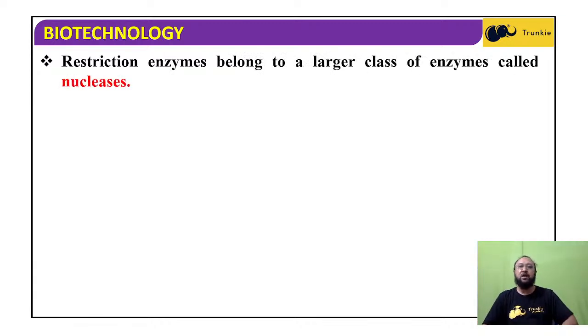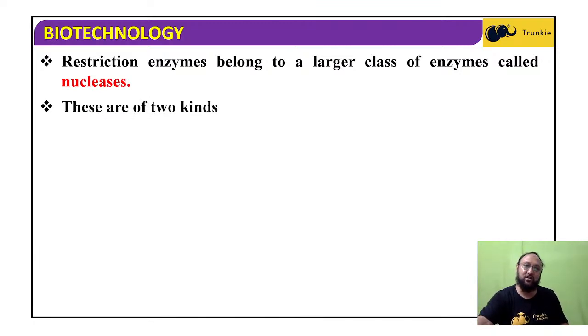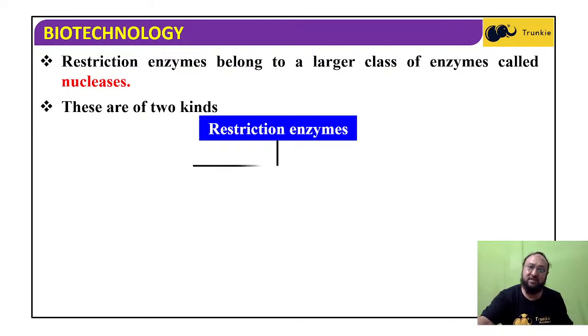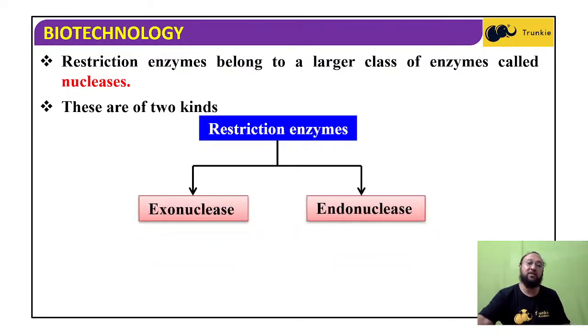Restriction enzymes belong to a larger class of enzymes called nucleases. Like I have been telling you since yesterday, restriction enzymes are restriction endonucleases. So they belong to a class of enzymes called nucleases. There are two kinds of nucleases: one is the exonuclease and another is the endonuclease.